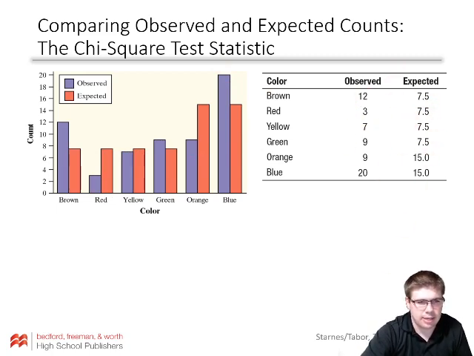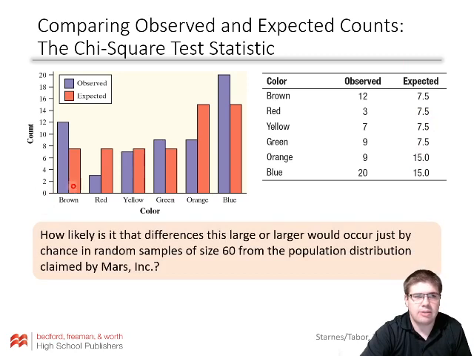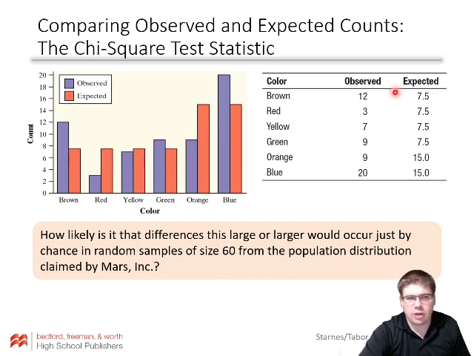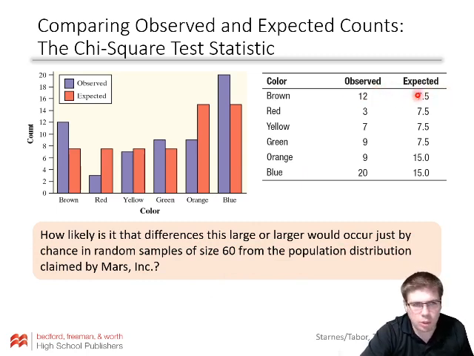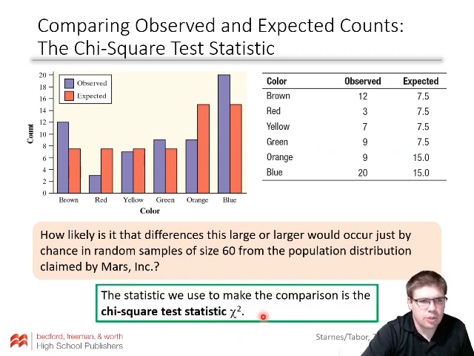versus the expected counts. So what we want to ask ourselves is, how likely is it that the differences this large or larger would occur just by chance in random samples of size 60 from the population distribution claimed by Mars? So we're not going to just focus in on it one at a time. We could do a one proportion test for this, but we're going to see, overall, combining all of this together, how likely is it that we would see that much difference?